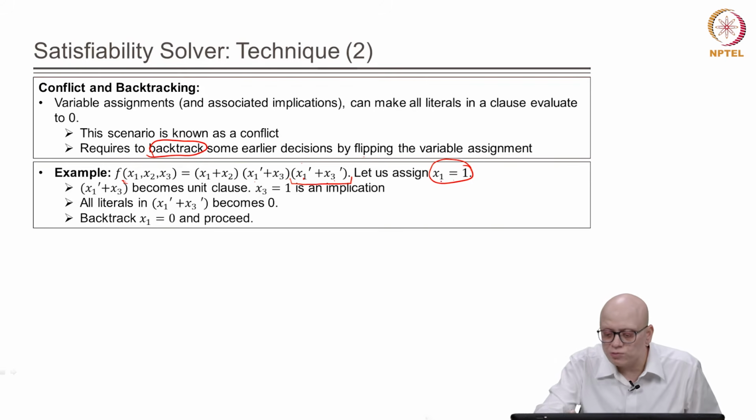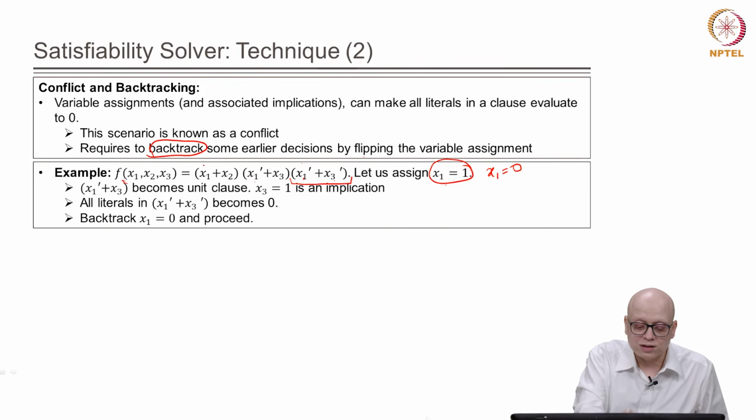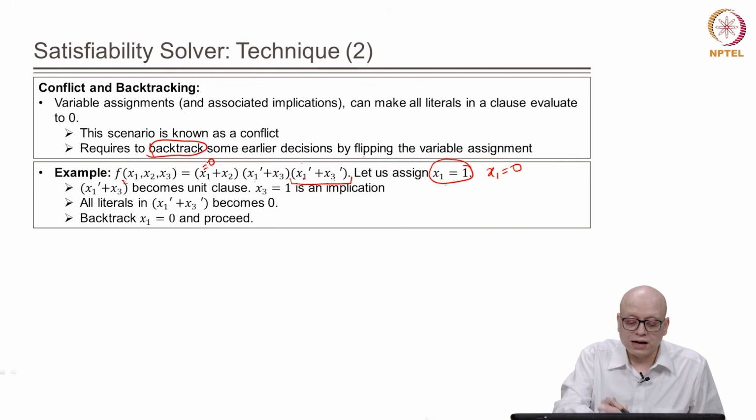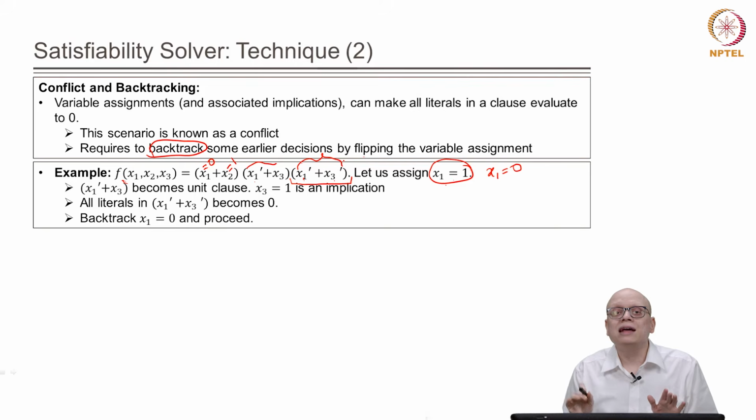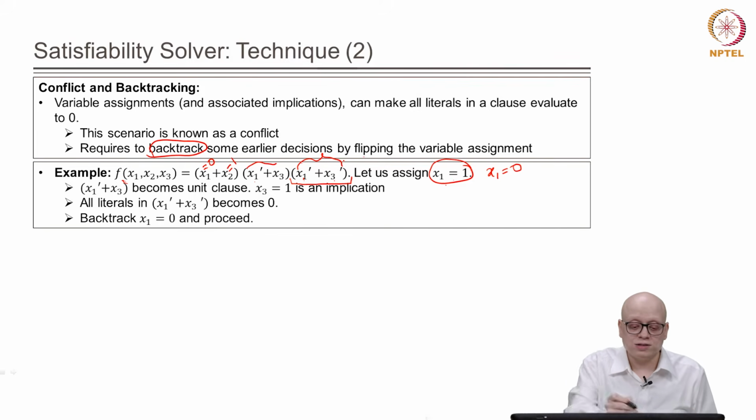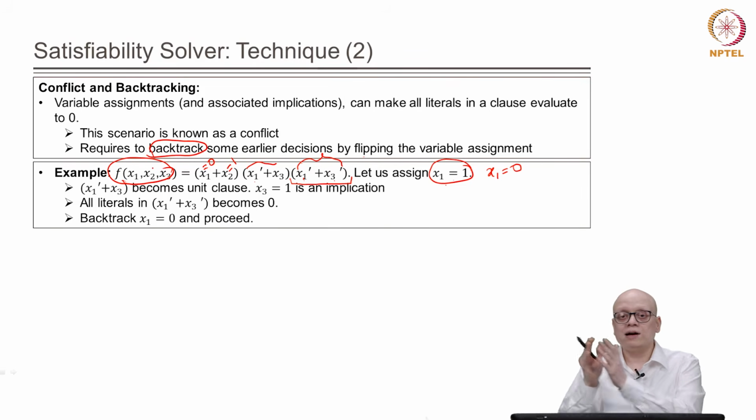Backtracking means that now we have to toggle the value of x1 is equal to 1 and consider x1 is equal to 0. Now, suppose we make x1 is equal to 0, then we are forced to make x2 is equal to 1. And since we have made x1 is equal to 0, this becomes satisfied, and this one will also get satisfied, and we have a satisfiable function. So, while assigning variables a conflict can be reached, and then we have to backtrack.